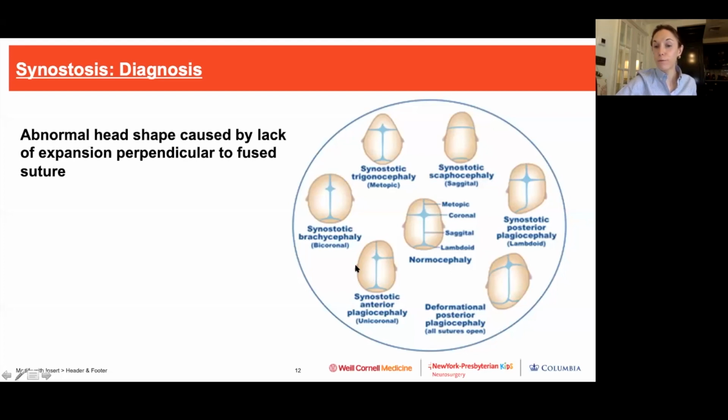Your ear is pulled forward towards the missing, I shouldn't say missing, the fused suture, and then the eye will also be elevated. I'll show you an example of that because you can't see this in this view. So everything's pulled towards this fulcrum.